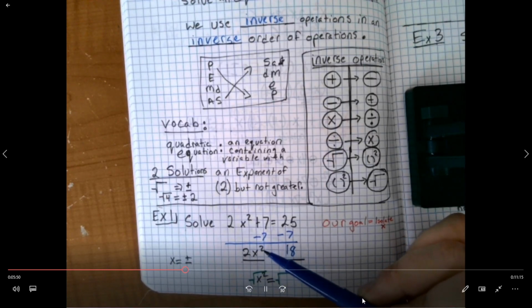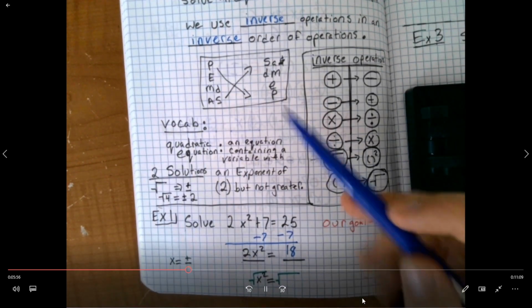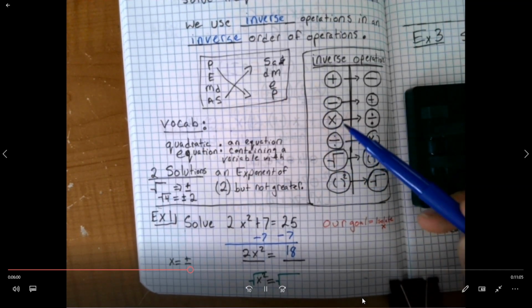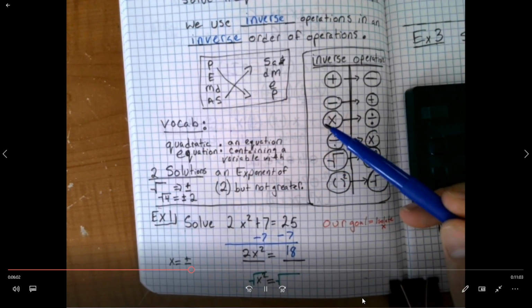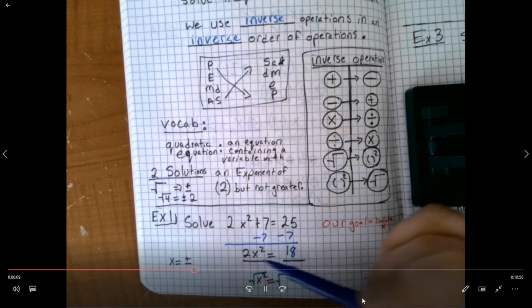Now, we might be confused at first. They're both 2's. Which one do you do first? Well, we can just consult our order of operations. Multiplication and division come before exponents when we're solving equations. So we look at the multiplication that we've got and we're going to divide on both sides by that number.